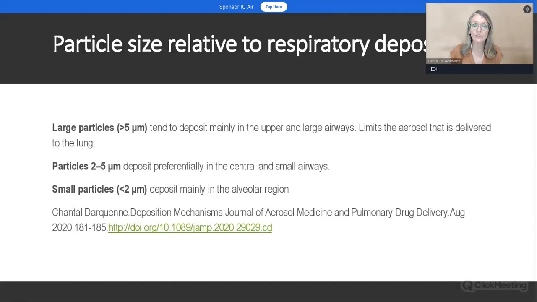All right. So again, particle size is relative to respiratory deposition. Large particles greater than 5 microns tend to deposit mainly in the upper and large airways and limits the aerosol that is delivered to the lung. Now, the smaller particles, 2 to 5 microns, deposit preferentially in the central and smaller airways, and the very small particles, less than 2 microns, deposit mainly in the alveolar region. And the ultrafine particles that you'll hear Glory talk about, again, can penetrate beyond the alveolar region, and they can affect every organ system in the body.